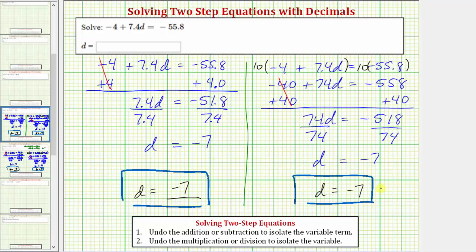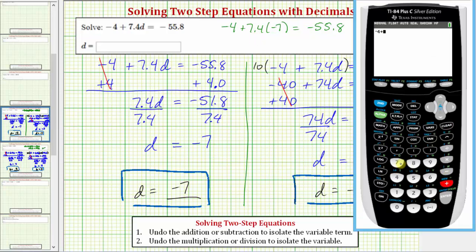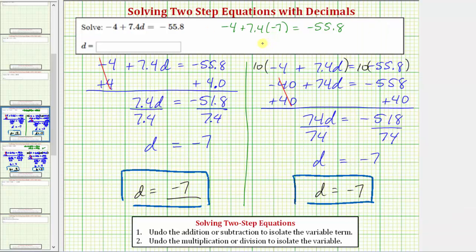Let's verify our solution by substituting negative 7 into the original equation. So let's verify that negative 4 plus 7.4 times negative 7, our solution, does equal negative 55.8. Let's simplify the left side using the calculator. So negative 4 plus 7.4 times negative 7, notice does equal negative 55.8, which verifies our solution. The left side is negative 55.8, and so is the right. So this is our check that verifies our solution is correct.